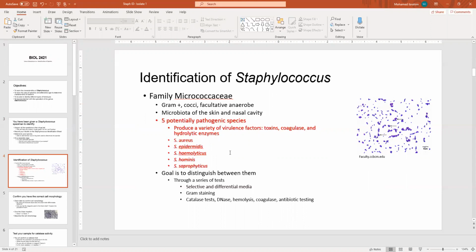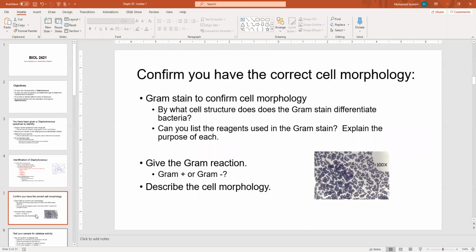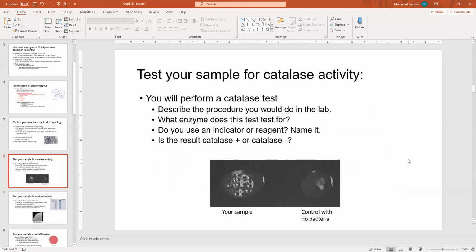There are many species. I gave 7 species to you guys. Each student is going to perform the tests to identify the isolate that I gave you. All of them share some properties: they are all gram-positive, they are all cocci, they are all cluster shaped. But as soon as you do some biochemical tests, then you will be able to differentiate and identify the strain that you have in hand.